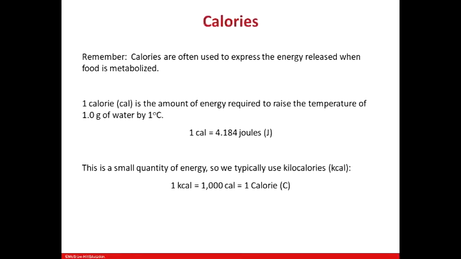Here are calories. Let's talk about calories. Calories, this is something we've had before. Remember, calories are often used to express energy released when food is metabolized. So when food is metabolized, we talk about it in terms of calories. But how scientists talk about calories and how dietitians talk about calories tend to be different. So note the bottom of this slide. 1 kilocalorie is 1,000 calories. That's scientifically, which is 1 calorie for a dietary calorie or food calorie. So when you say 1 calorie when you're talking about food, you're really saying 1 kilocalorie when scientists talk about it, which is 1,000 calories.